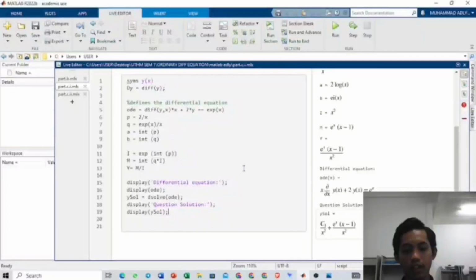Okay, finally, the text is displayed on the screen with the text question solution followed by the solution stored in y sol.